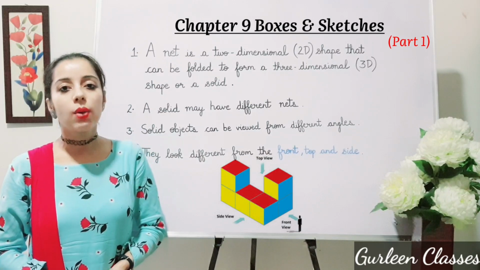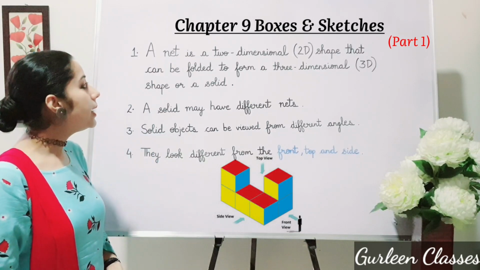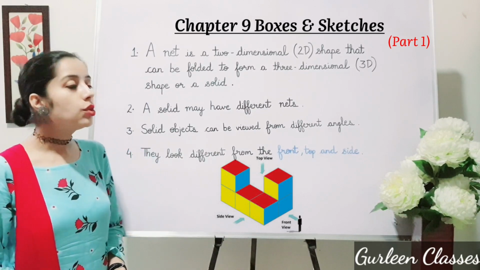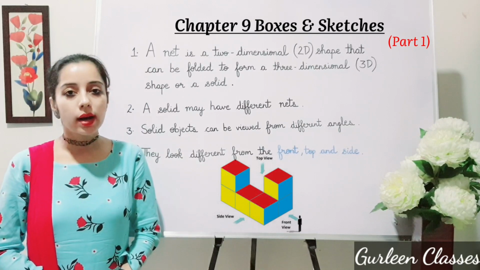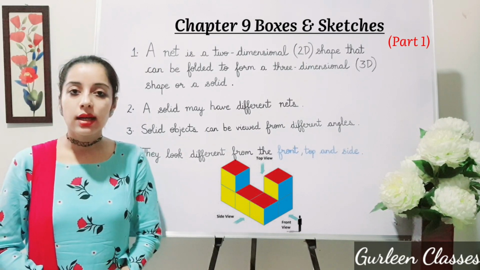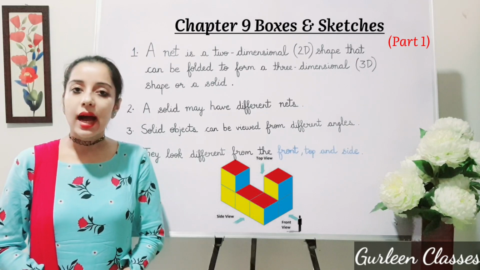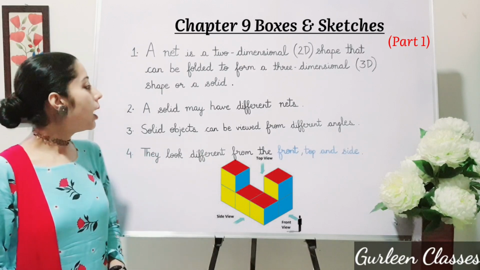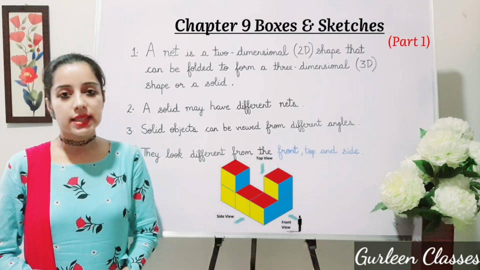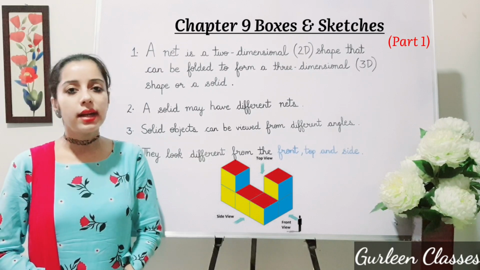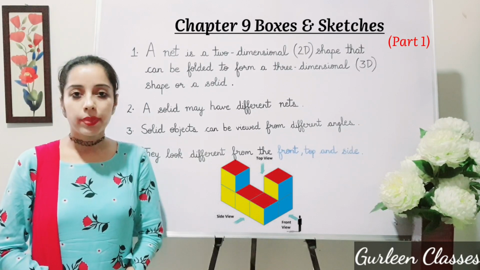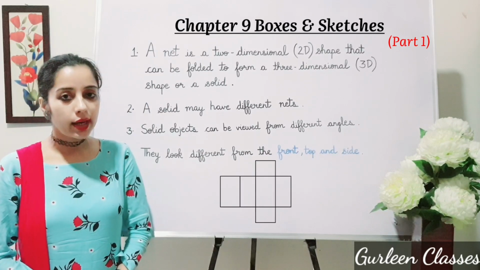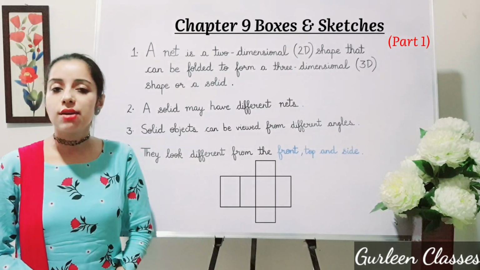So now let us see what a net is. A net is a two-dimensional shape that can be folded to form a three-dimensional shape or a solid. A solid may have different nets. For example, a cube has different nets. Another example, a cuboid. Here you can see a cuboid has different nets.